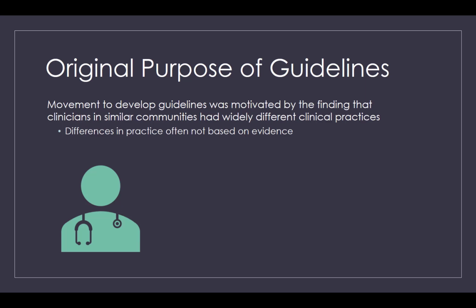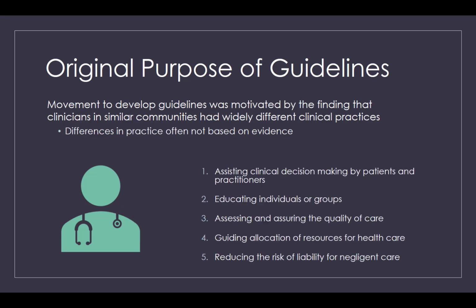Originally, the Institute of Medicine laid out 5 key purposes for guidelines, and these include assisting clinical decision-making by patients and practitioners, educating individuals or groups, assuring the quality of care, guiding allocation of resources, and reducing the risk of liability for negligent care. As you can see in reading these original purposes, they were mostly focused at individual clinicians for their individual patients. Since then, guidelines and the purpose of guidelines has expanded significantly.